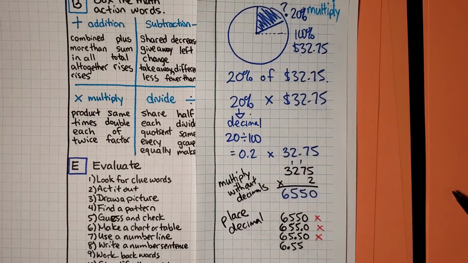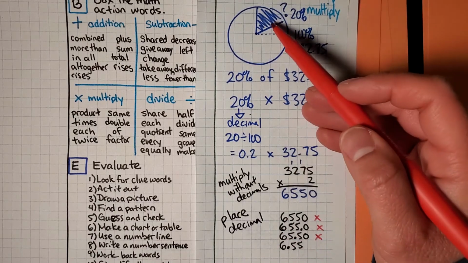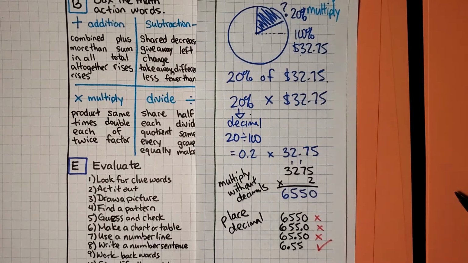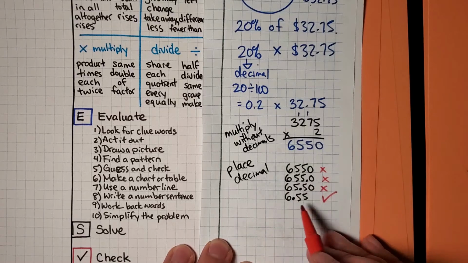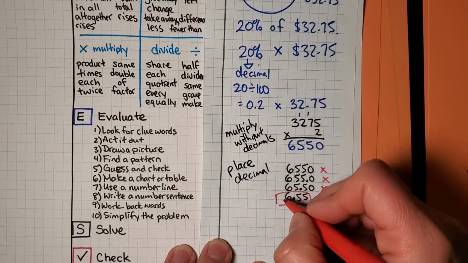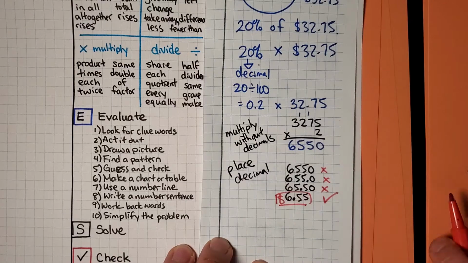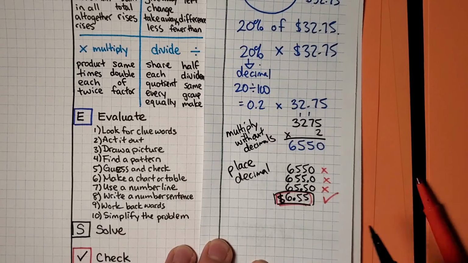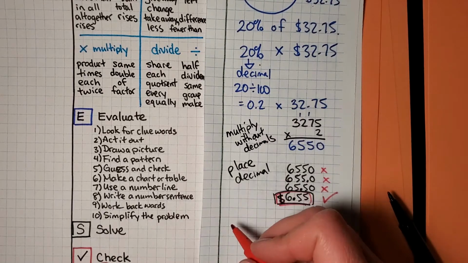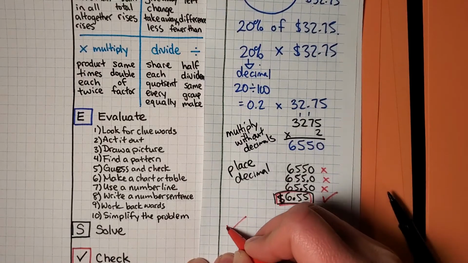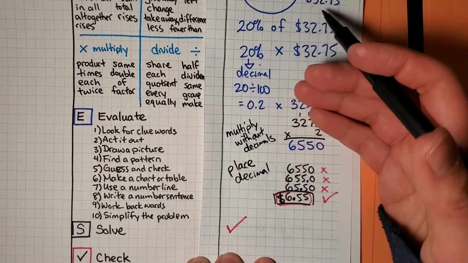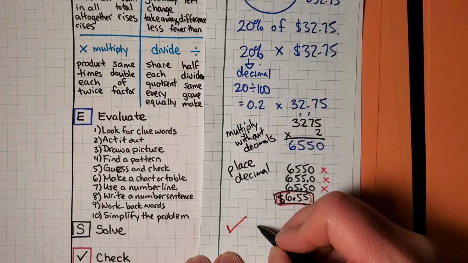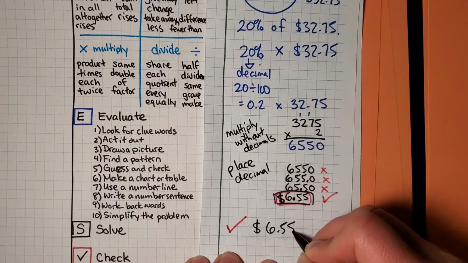$6.55. Does that seem like it would be this much of the sector? Absolutely. So we've solved it. $6.55. Let's make that in black. So let's just double check that. That's our last part of CUBES. Check it. Checked it with that sector. It's the only decimal spot that makes sense. So yeah, $6.55 is the answer.